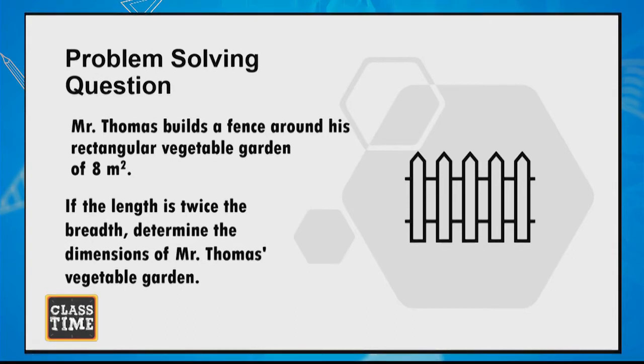I think so. And I've identified my key points. Such as, one, he has a rectangular vegetable garden, right? So I know the shape, so that's important. I also know the area, which is 8 squared meters. It also told me that the length is twice the breadth. So those are a few things that I know from reading the question.